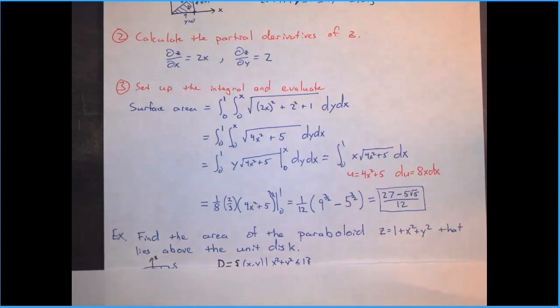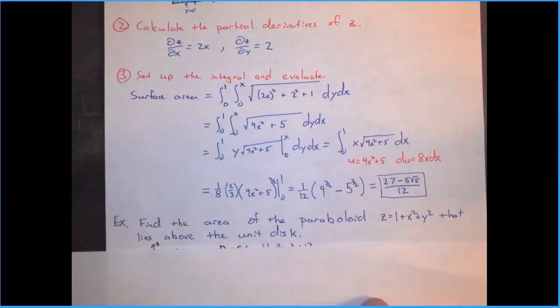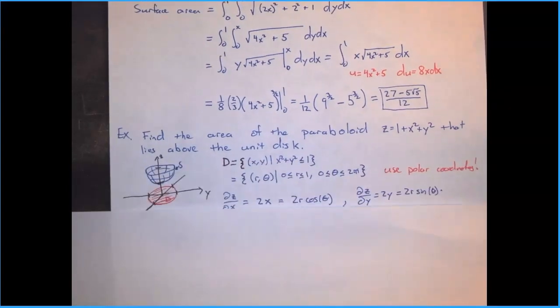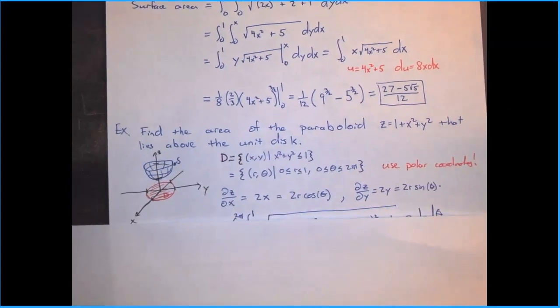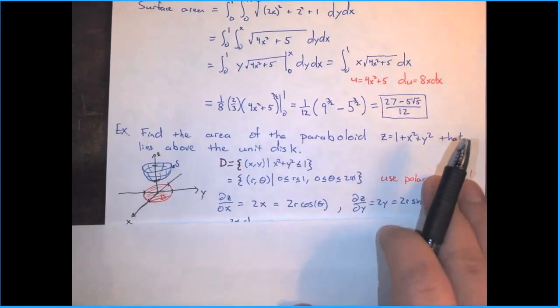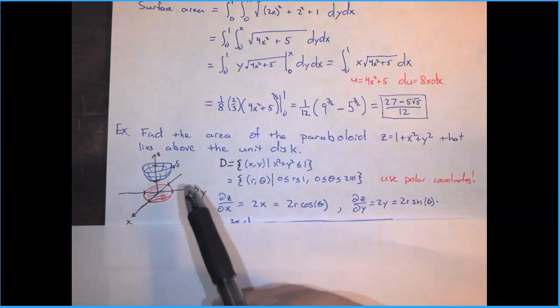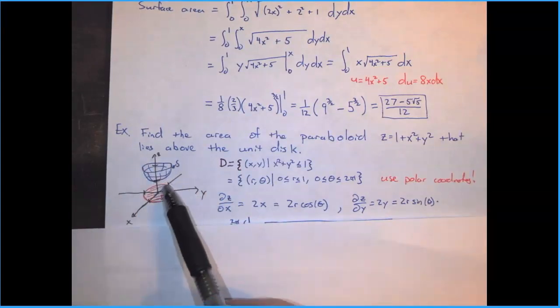All right, let's take a look at another example. Find the area of the paraboloid 1 plus x squared plus y squared that lies above the unit disk. For this example, I am going to draw the surface, just so you can see what it is and where I'm integrating over. So here's this paraboloid that's above the unit disk.